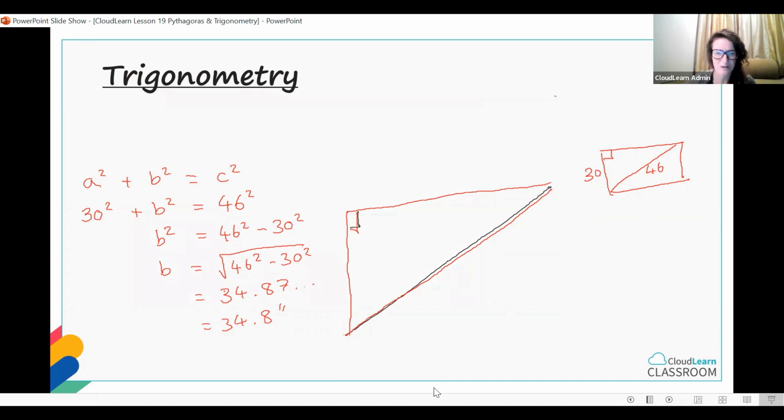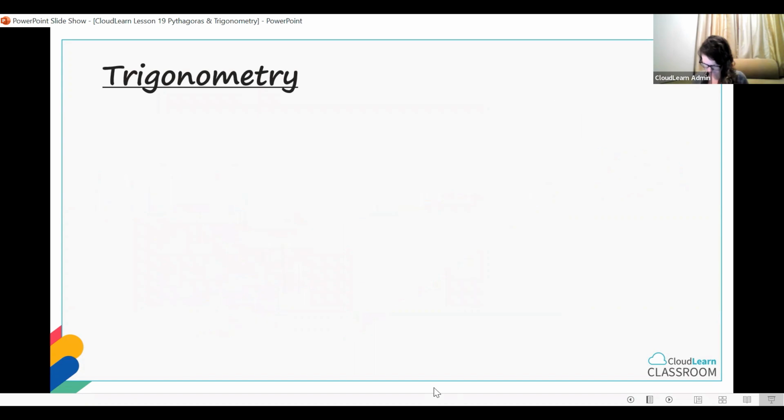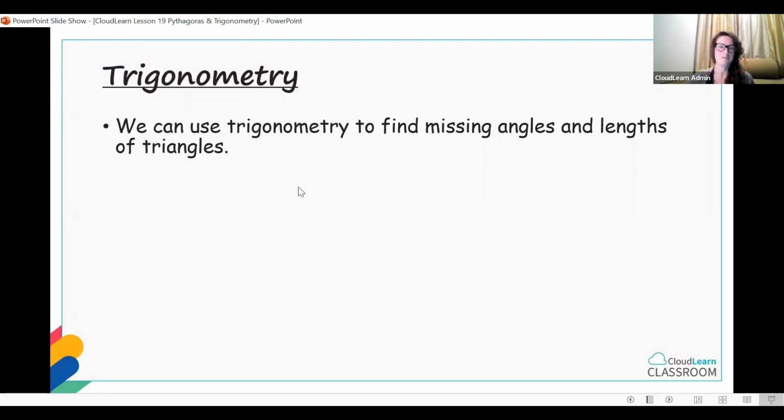So we did a bit of Pythagoras last time as well. Okay, so right-angled trigonometry. One of the most important things in your maths exam is recognizing when to use Pythagoras and when to use trigonometry. They're both used in right-angled triangles, and the key is looking for an angle. If you see an angle, then you are using trigonometry. If it's lengths only, then it's Pythagoras.